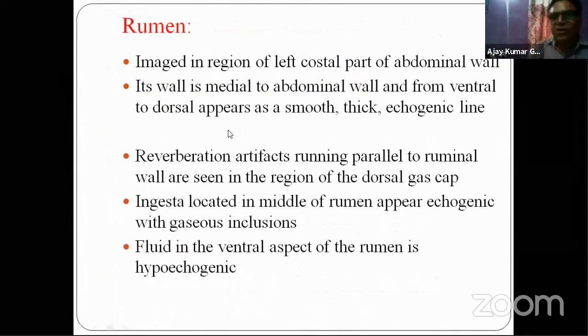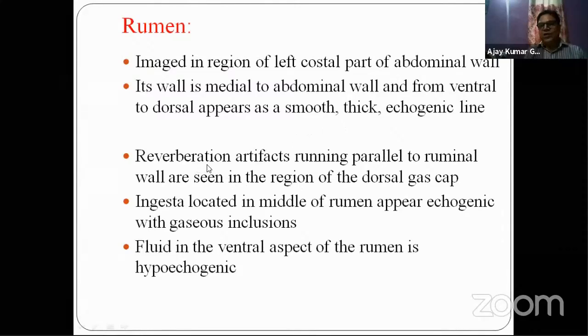The rumen is imaged in the region of the left costal part of the abdominal wall or the entire abdominal wall, except the areas where I have specified we can scan the reticulum and omasum. In the rest of the left abdominal wall, you can scan the rumen either through the intercostal spaces or through the left paralumbar fossa or the ventral abdominal wall.